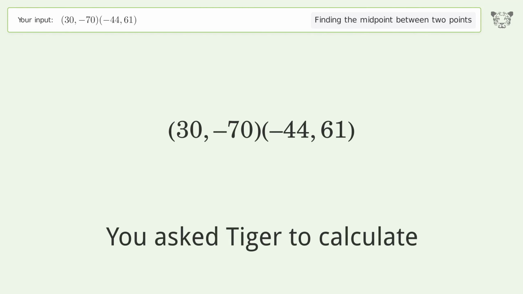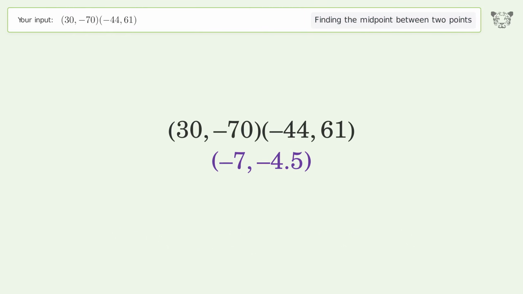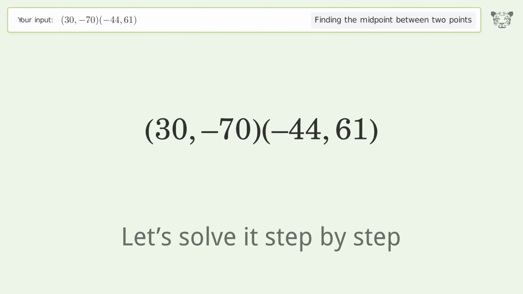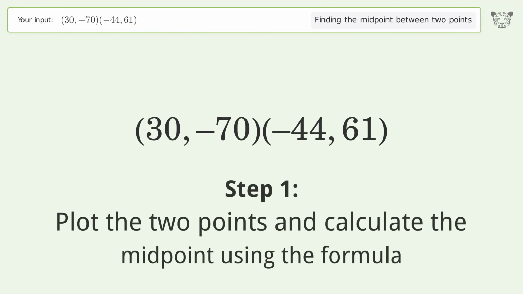You ask Tiger to calculate. This deals with finding the midpoint between 2 points. The midpoint between the 2 points is -7, -4.5. Let's solve it step by step. Plot the 2 points and calculate the midpoint using the formula.